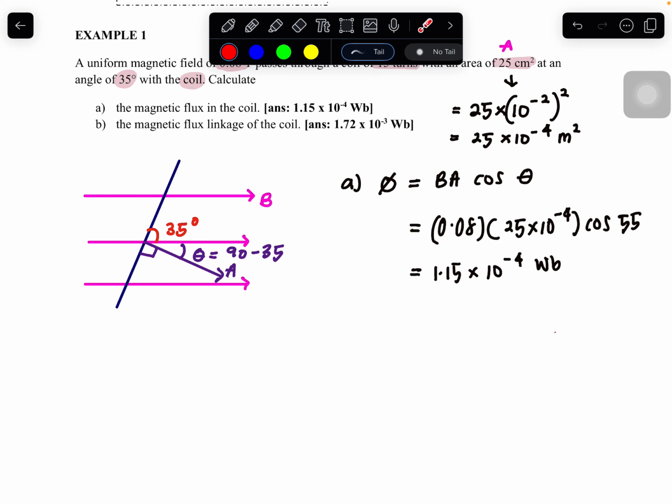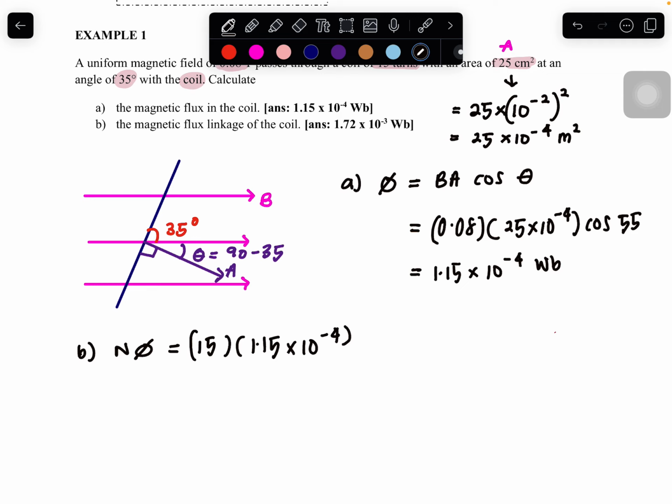Okay, next one we want to calculate magnetic flux linkage. So now just darab dengan number of turns sahaja. Okay, so magnetic flux linkage kita selalu guna N darab dengan flux, which is number of turns 15 darab dengan value yang tadi kita kira tu, which is equal to 1.75 exponent -3 Weber.